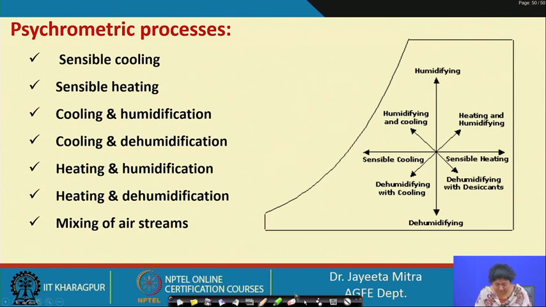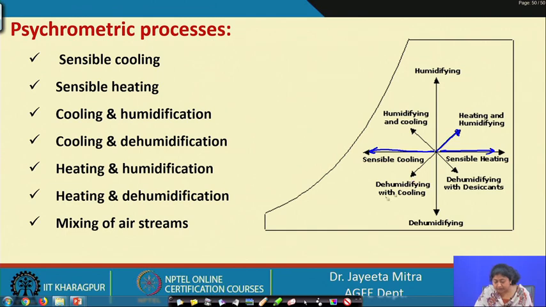Okay. So, if we look into this psychrometric chart, so if we follow the sensible heating, it will go through this line, and sensible cooling will be lowering of the dry bulb temperature. So, it will follow this line. If we say that heating and humidification, so heating, if we move towards the right direction, that is heating, and since here humidification is needed, that means the moisture content, specific humidity should increase. So, this will follow this line.